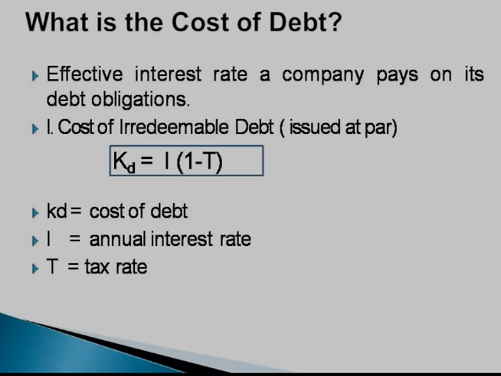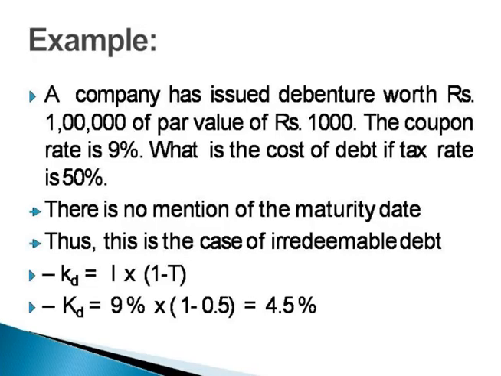In the case of irredeemable debt, the formula is KD equals I multiplied by (1 minus T), where T is the tax rate and I is the annual interest rate. Let us understand with the help of a simple example. A company has issued debentures worth rupees 1 lakh, par value rupees 1000, coupon rate is 9%. Now we need to calculate the cost of debt if the tax rate is 50%.